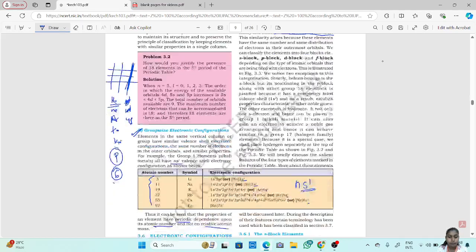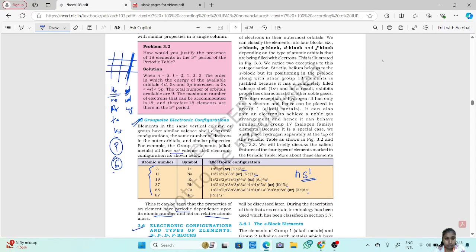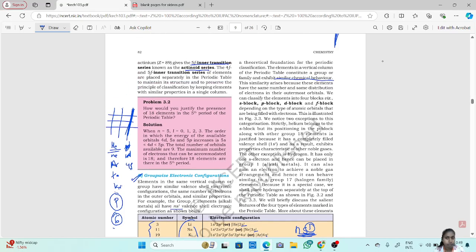As I showed you here, all these elements have a similar outermost orbital, that is s orbitals, right? The energy level may be different, but the main point to be noted is that they have similar orbitals, and this similar orbital has the same number of electrons present in them. So the outermost orbital is the same with the same number of electrons filled in them, even though the energy level may differ. The point remains the same, that is, they have the same number and same distribution of electrons in their outermost orbitals.